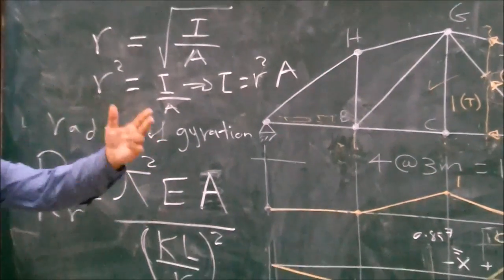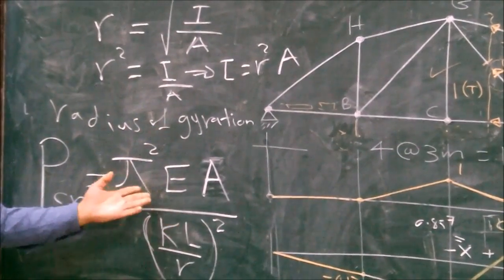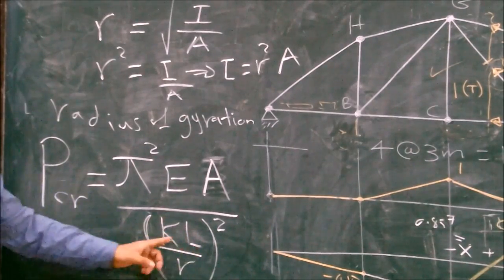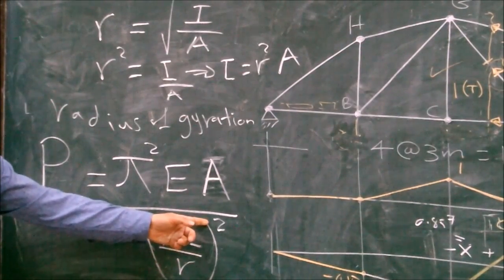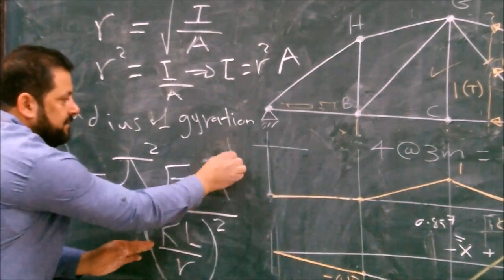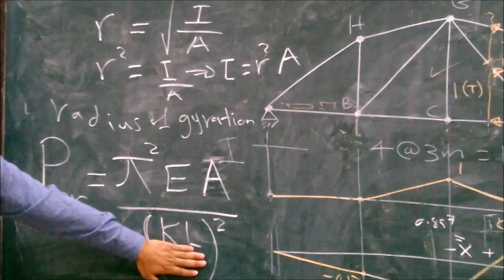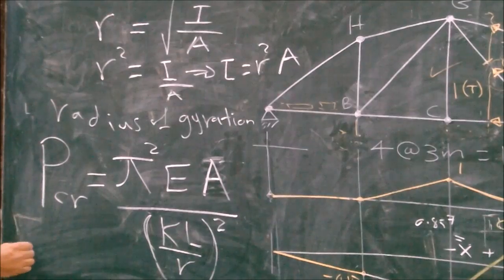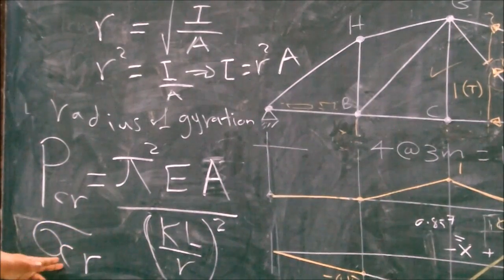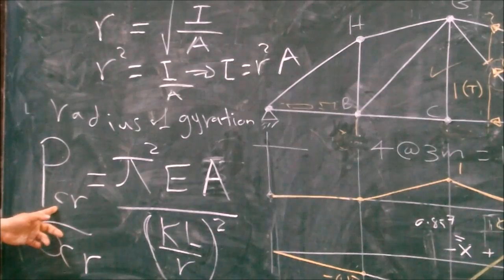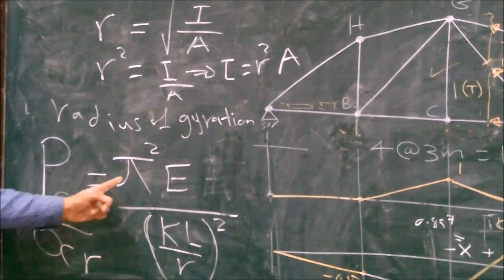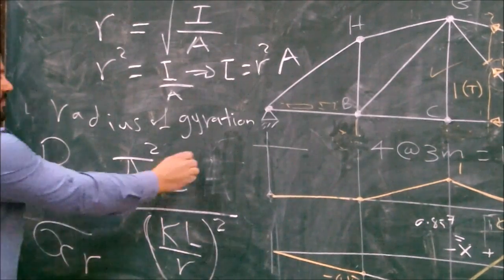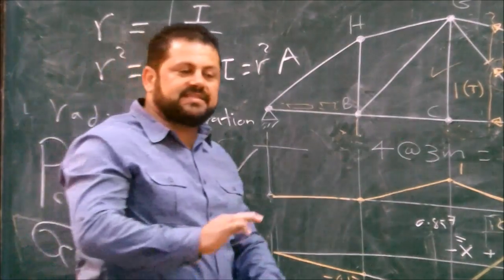If you see Euler written in another place, don't think it's wrong. This is a different version of Euler: pi square E A over KL over R, the slenderness, squared. This is the same as I without the R, or substitute A R squared. If you are asked to calculate the critical stress, it is the critical force over area. So this is the critical Euler stress: pi square E over the slenderness ratio squared. This is the end of the course.